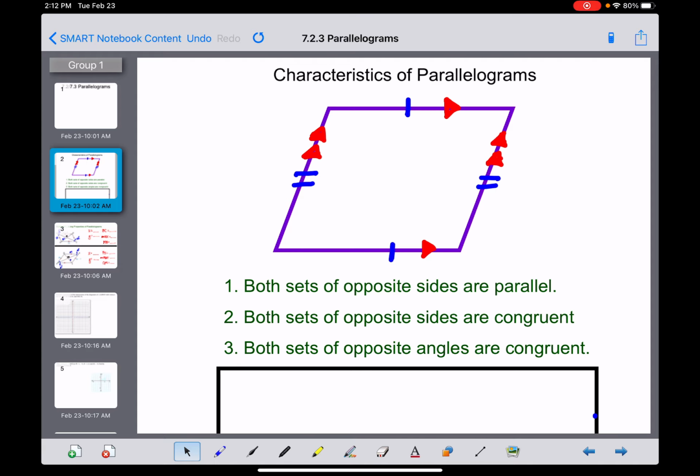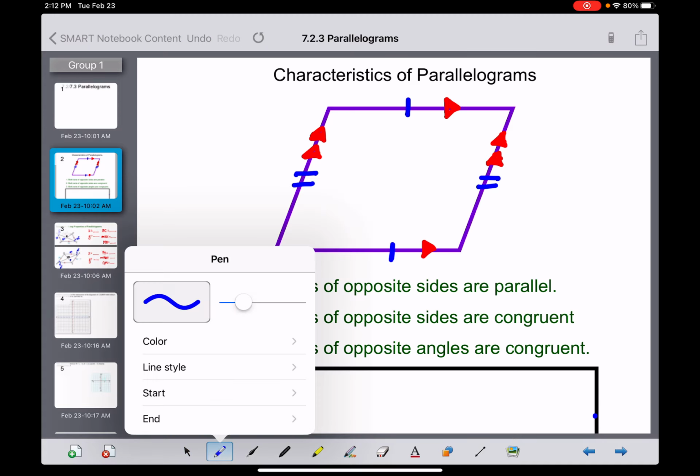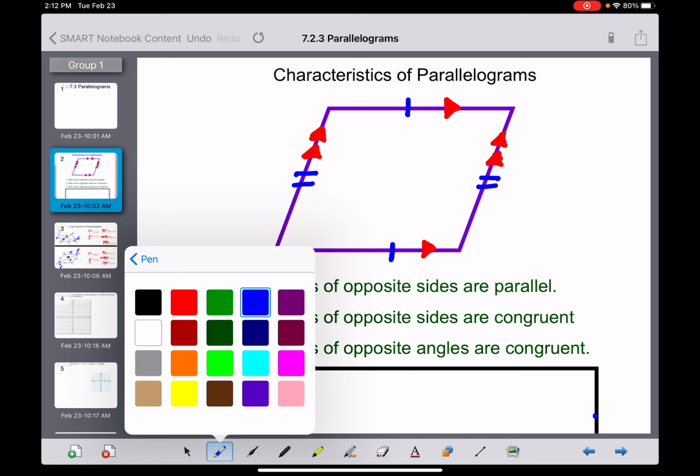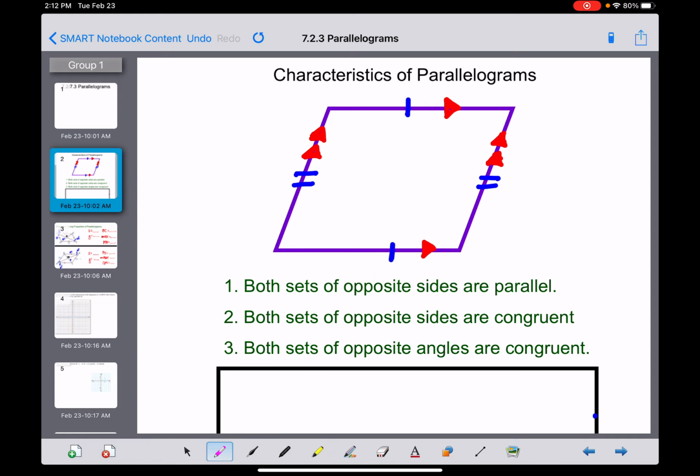Third, both sets of opposite angles are congruent. That means the angles that are diagonal from one another. So the bottom left angle is congruent to the top right, and the bottom right angle is congruent to the top left. So both sets of opposite angles are congruent to each other.